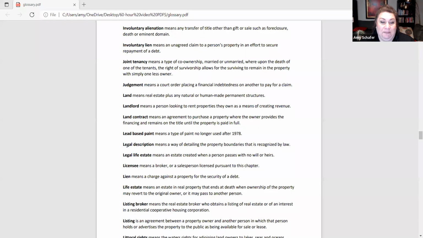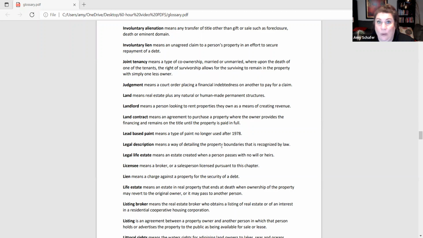Legal description. This is the law, how they recognize property boundaries. And there's 3 types of legal descriptions: metes and bounds, government or rectangular survey is the second one. And the third one is the lot and block system that uses the recorded plat map.